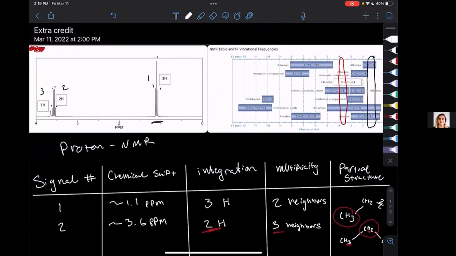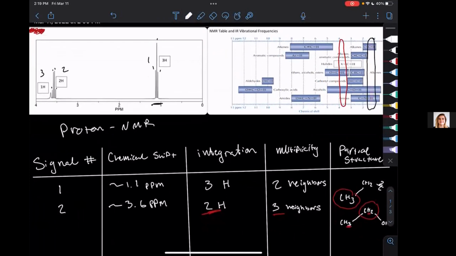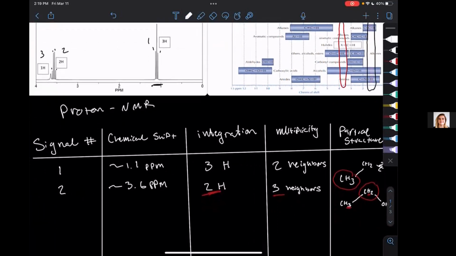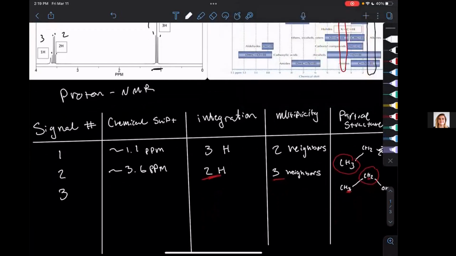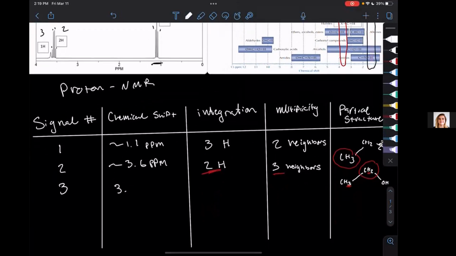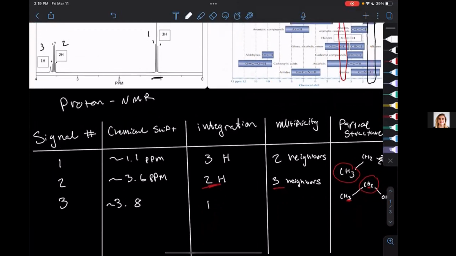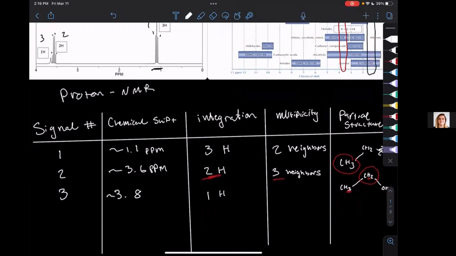All right. Now let's look at this final one. So we know it has 3 hydrogens. Its chemical shift is about 3.7. I would say, actually I want to say about 3.8. So we're saying about 3.8. Its integration only has 1 hydrogen, so it's just 1 hydrogen in that signal, meaning it has no identical hydrogens. We're going to look at the neighbors. We know that it is a singlet because it's just 1 peak, this little guy right there. So it has 0 neighbors.